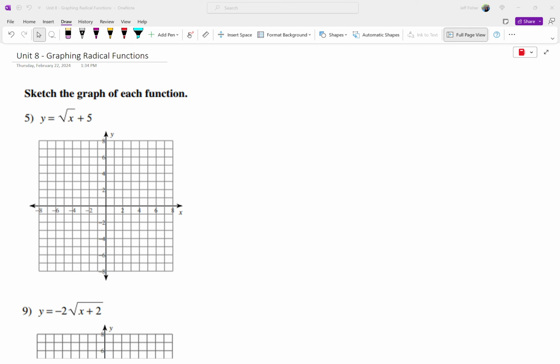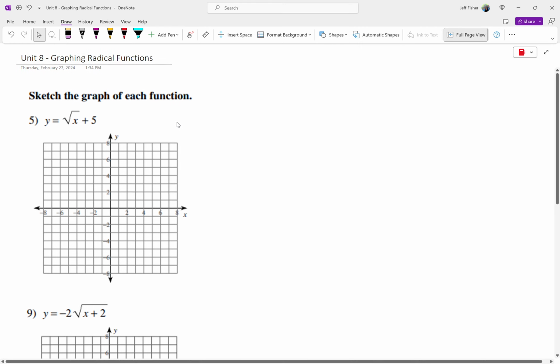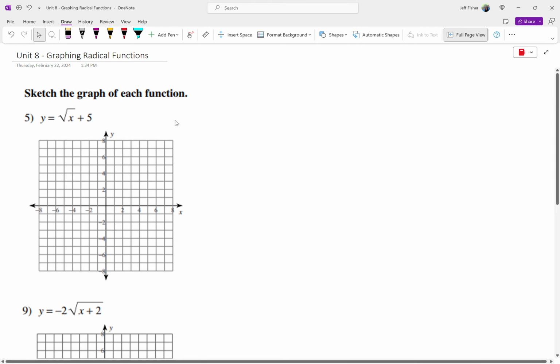Let's do a quick video on how to sketch the graph of a radical function. This is part of Unit 8, where we're working with radical functions. And as we've come to see with other types of functions, we can key in on some of the structure of the radical function itself to determine whether or not there's a horizontal shift or a vertical shift.